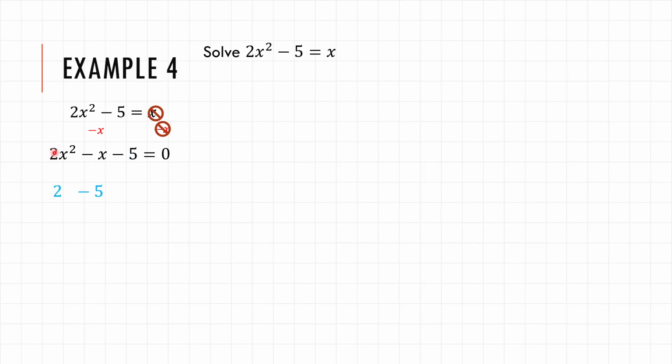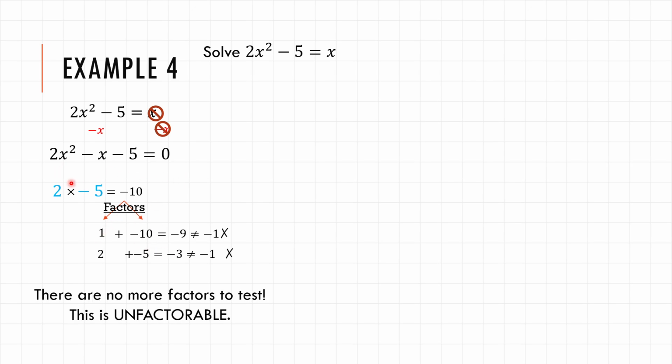So 2 times -5, this is by decomposition, is -10. And are there two factors of -10 that add up to -1? Let's see, 1 times -10 is -10, but 1 plus -10 is -9. And so that is not going to work for me. What about 2 times -5? That also equals -10, but 2 plus -5 is -3. So that's not going to work either. And 10 actually doesn't have any more factors to test. So this quadratic is actually not factorable at all.